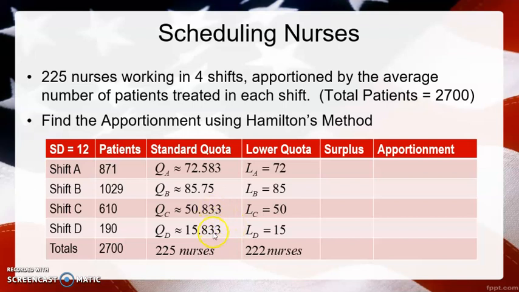So surpluses 1 and 2 go to shifts C and D. And then if we look at the 2 remaining shifts, B has a higher residual than A, so B is going to get the third surplus.